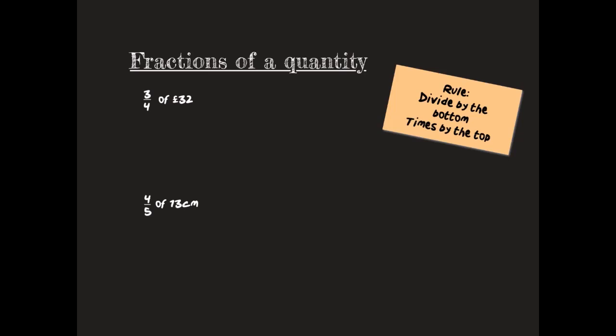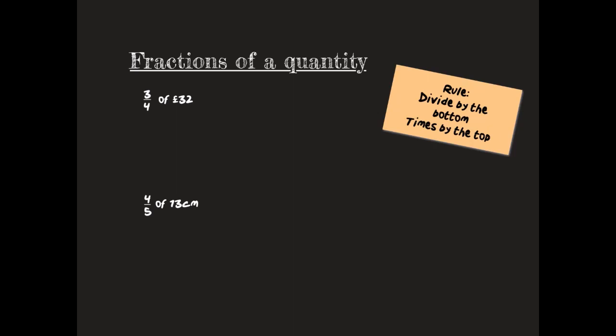I'm going to take a look at finding a fraction of a quantity. So we've got a little rule here, which is to divide by the bottom and times by the top. If you follow that little rule, you should be able to find a fraction of a quantity. It doesn't matter whether you divide by the bottom first or times by the top first, but you need to times the top and divide by the bottom. Just don't be dividing by the top or times by the bottom.